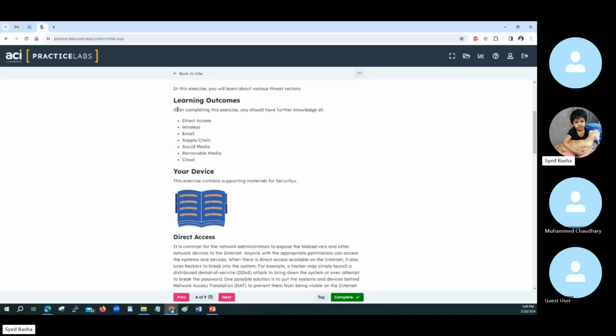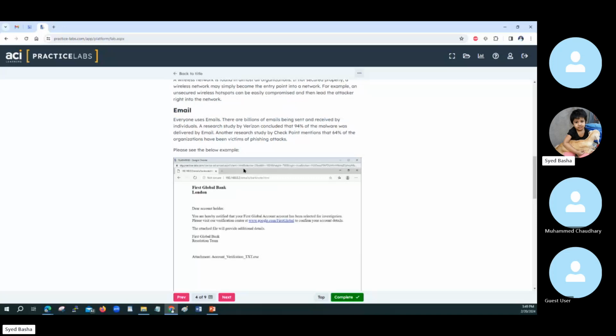And learning outcomes. After completing the exercise, you will learn what is direct access, wireless, email, everything. There is one example in which billions of emails are being sent and received by individuals. A research study concluded that 94% of the malware was delivered by email. Imagine, 94% of the malware was delivered through emails. So you should be very, very careful. And another research study by Checkpoint mentioned 64% of organizations have been victims of a phishing attack. A phishing attack is nothing but an email attack.